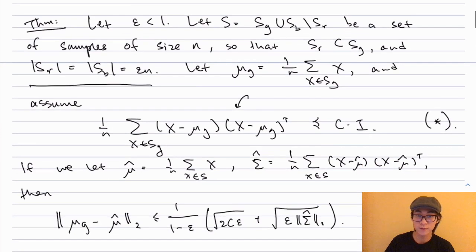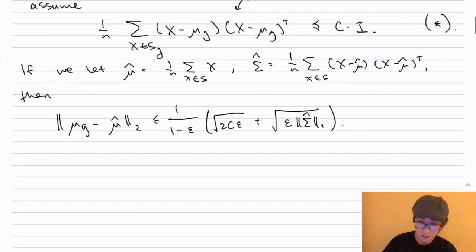Then in this setting, we have the following conclusion. If I let mu hat be the empirical mean of my corrupted set of points, and sigma hat be the empirical covariance of my corrupted set of points, then the L2 norm between mu sub good minus the empirical mean can be upper bounded by 1 over 1 minus epsilon times the following quantity: square root 2c epsilon plus square root epsilon times the spectral norm of sigma hat, the empirical covariance. So this is exactly the sort of contrapositive to the statement that I was saying above.